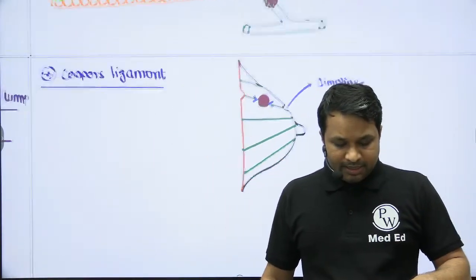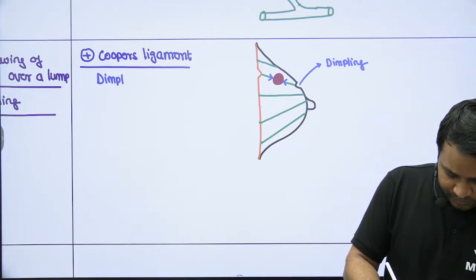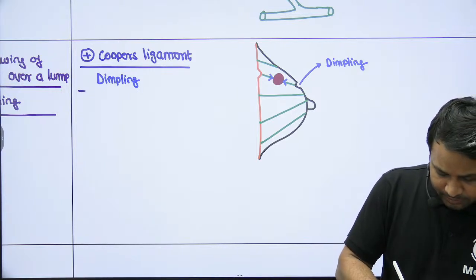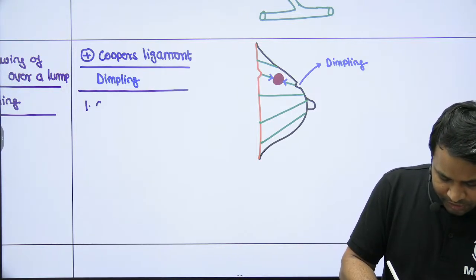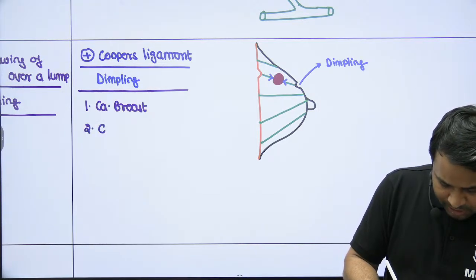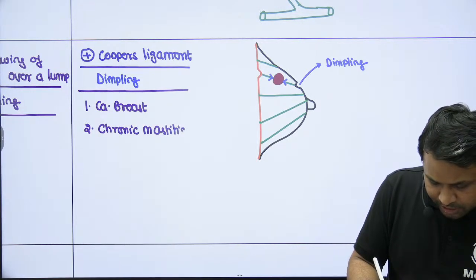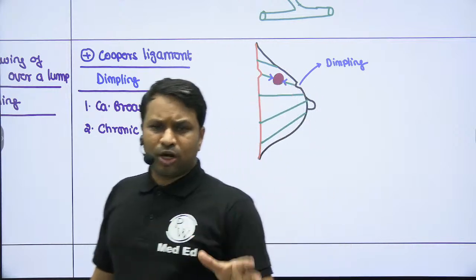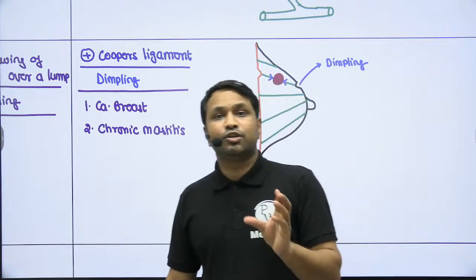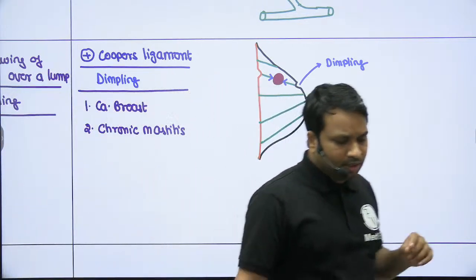Okay? Now here is an interesting thing. Where else do you see presence of dimpling of the skin? One example that I've already given you is breast cancer. First, it will be seen in carcinoma breast. Second, it will also be seen in a condition like chronic mastitis. Chronic inflammation heals by fibrosis, and the fibrosis of the Cooper's ligament will condense, and condensation of the Cooper's ligament will draw the skin inwards. So another reason for dimpling is chronic mastitis.